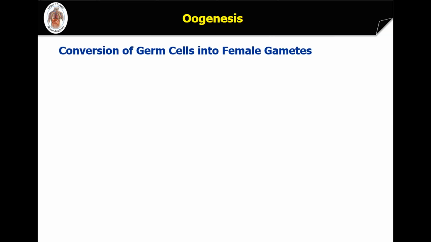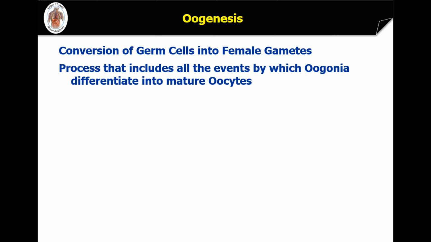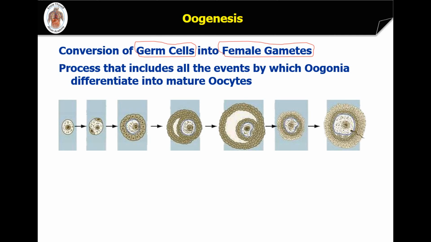Oogenesis describes the process of conversion of germ cells into female gametes. This is the process that includes all the events by which oogonia, that is the germ cell, are differentiated into a mature oocyte. These events together are known as a process, and by this the oogonium is converted into an oocyte.